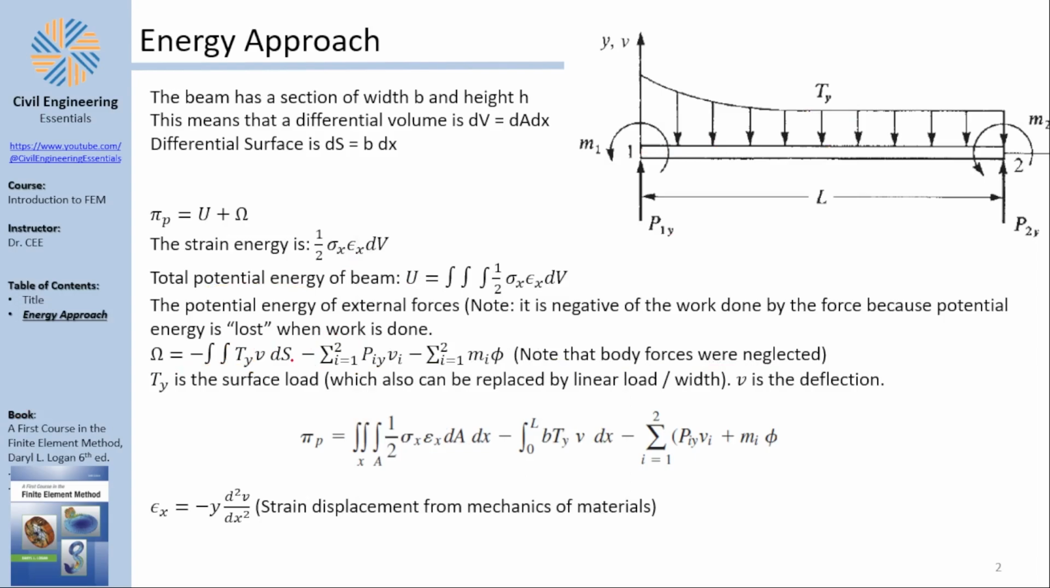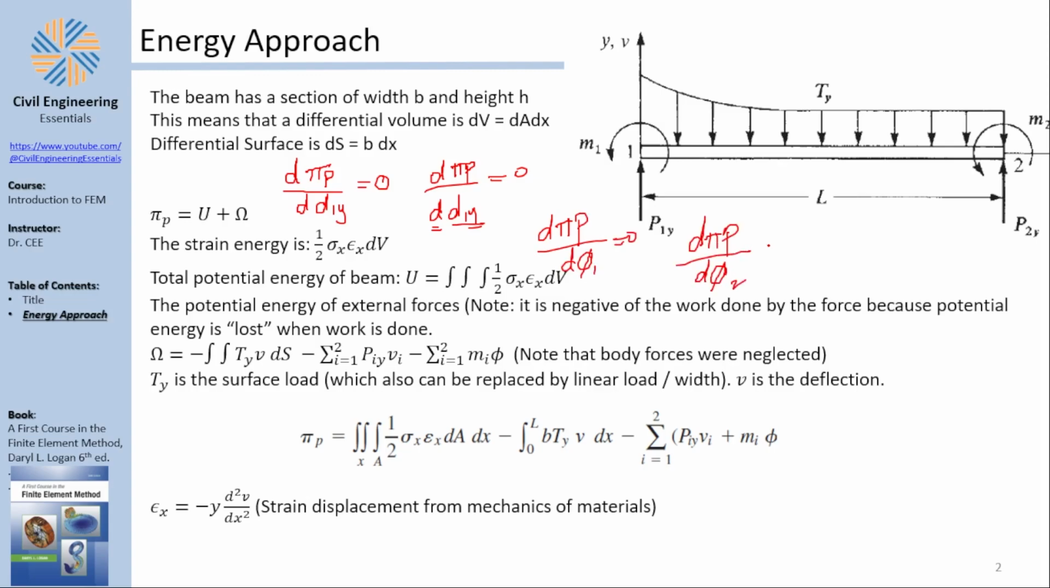Now remember what our objective is. Our objective, just to remind you, is to say, I want to minimize the potential energy pi p, the total. Now to minimize this, I need to differentiate it with respect to variables. What are my variables? My variables are the movement at the first node, and this should equal to 0. And another variable, which is the movement at the second node. This d is differential, and this d1y is the movement. Also, the potential energy with respect to the rotation at 1 should be 0. And the potential energy with respect to the rotation at node 2 should be 0.